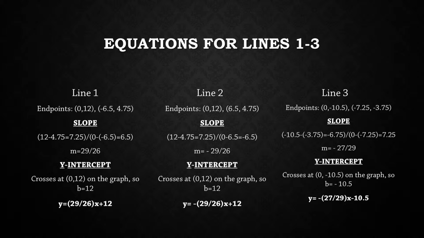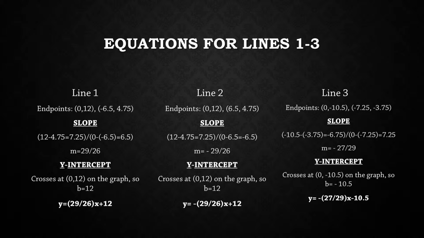These are the equations I found for the lines 1 through 3. For line 1, the endpoints are 0, 12, and negative 6.5, 4.75. To find the slope, you just subtract the 2 y values and then divide it by subtracting the 2 x values. After I did that, I got a slope of 29/26. The y-intercept on the graph crosses at 0, 12, so b equals 12. The equation that I got was y equals 29/26x plus 12, and that's 29 over 26 times x plus 12.